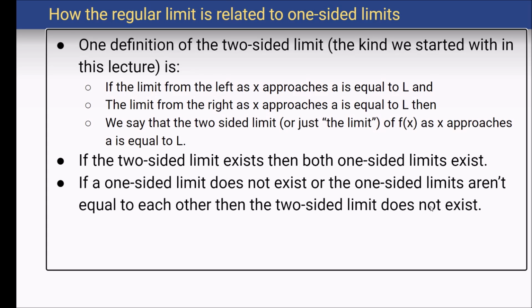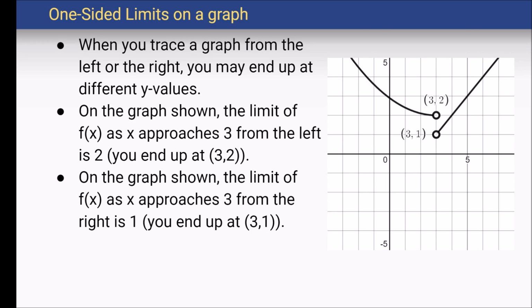So if we back this up and look at the previous example here, the left-hand limit was 2 as x approaches 3. Left-hand limit is 2. The right-hand limit is 1. So the left-hand limit exists and is 2. The right-hand limit exists and is 1. What's the two-sided limit as x approaches 3? There isn't one, right? Because the limit from the left is 2, the limit from the right is 1. Those are not the same number. And so the two-sided limit doesn't exist.